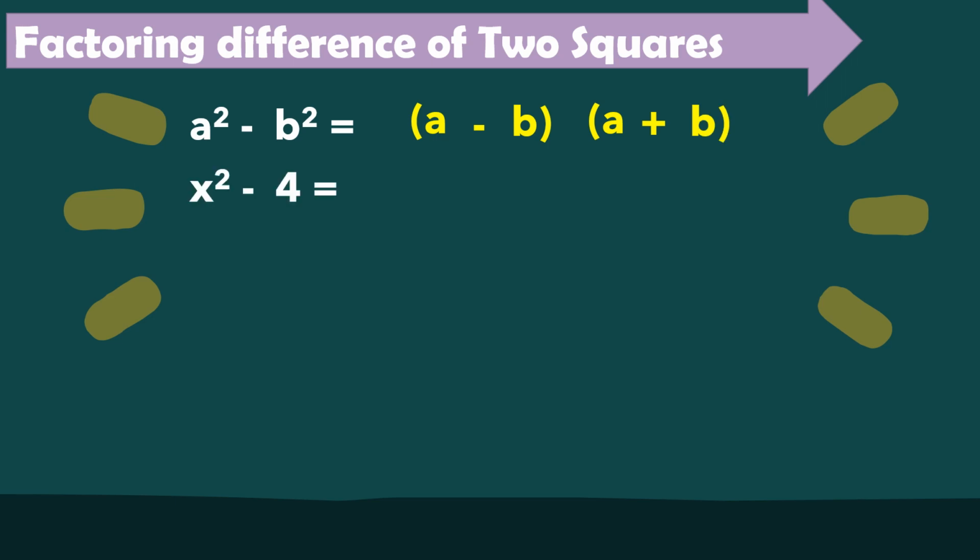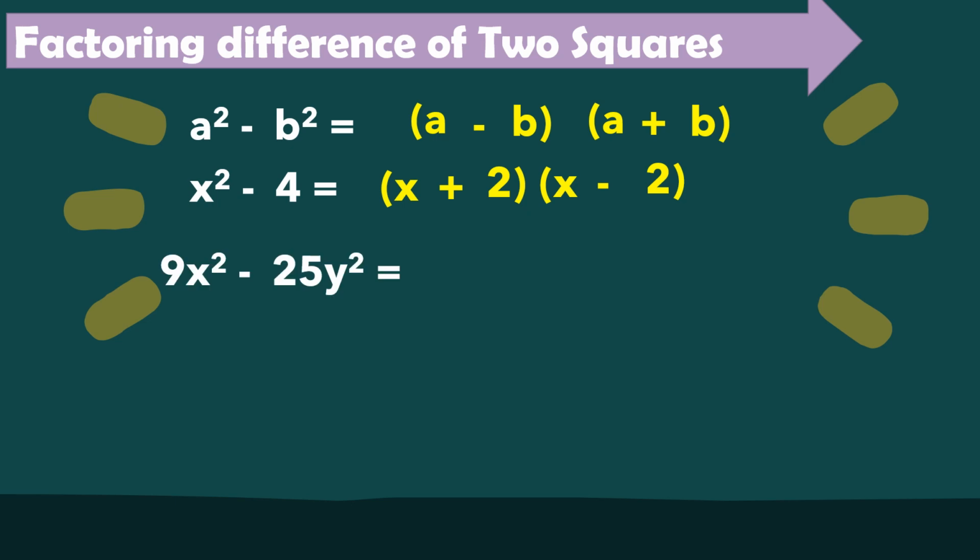Next is x squared minus 4. The square root of x squared is x. Plus, o inuna ko ngayon si plus. The square root of 4 is 2. So the next factor is x minus 2.